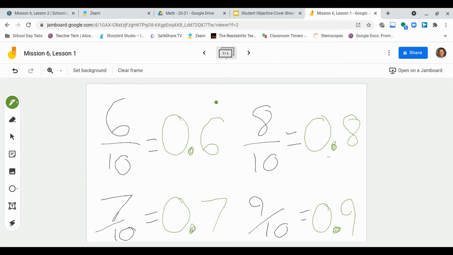Written like this, for instance 6/10, this is still equal to the fraction 6/10. It's just another way of saying it. The metric system uses decimals. They don't use fractions. So this is another way of saying that. 8/10, for instance, written as a decimal is the same as the fraction form. It's just another way of saying it.